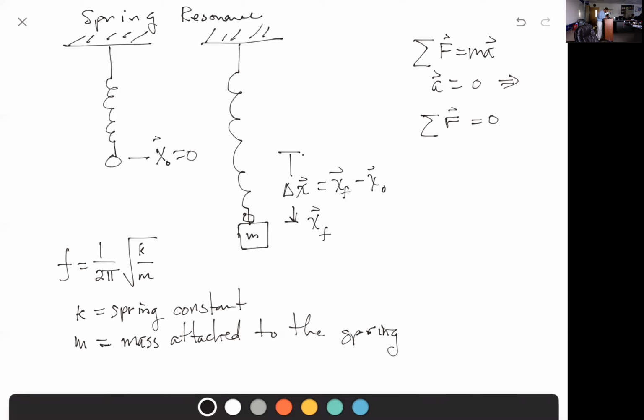And the forces acting in this particular scenario, of course, you have weight going down here. That's just m times g. And then the spring actually has a restoring force. And that restoring force is called Hooke's law.